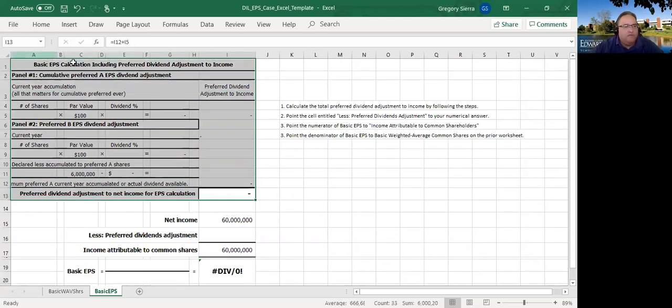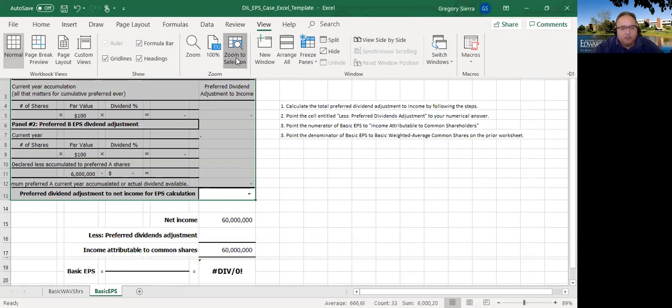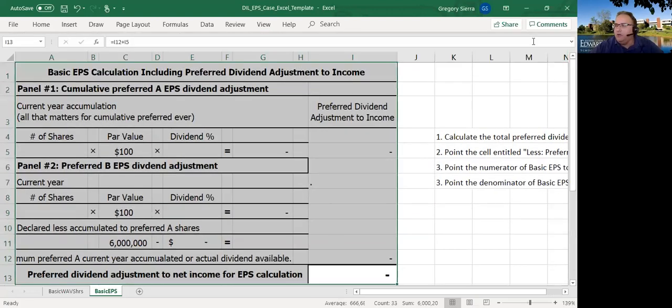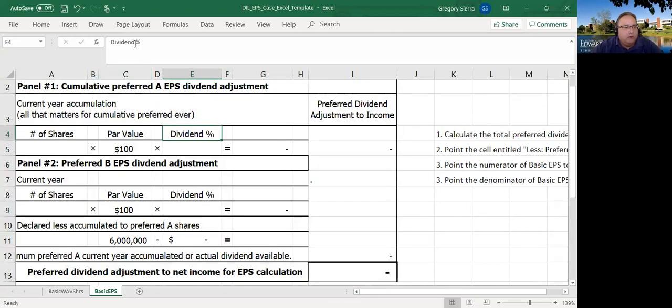So just to make it a little more visible, I'm going to focus on this section here so it's a little easier for you to see. I'm going to open up the formula bar up there.